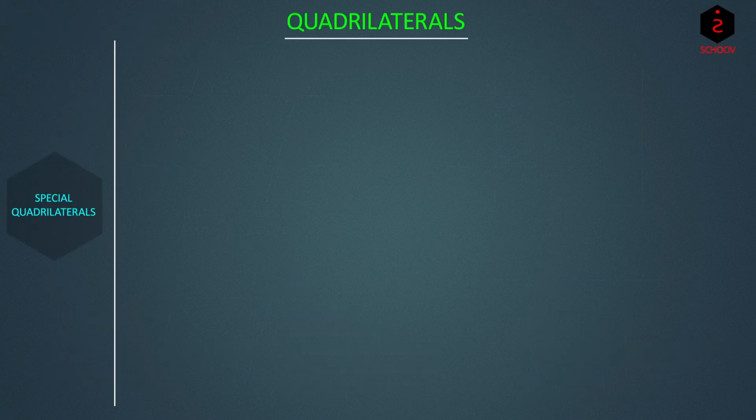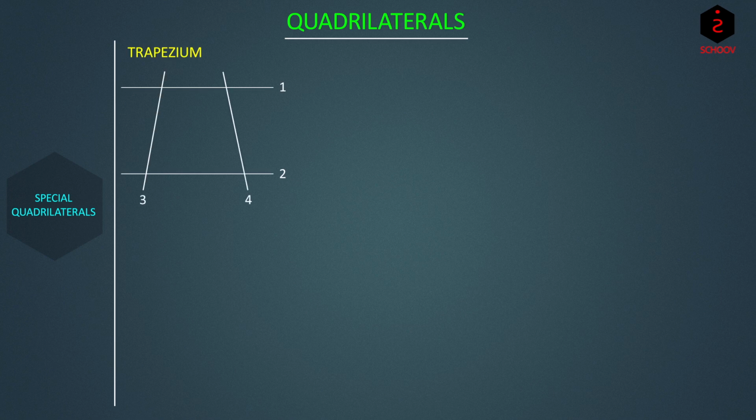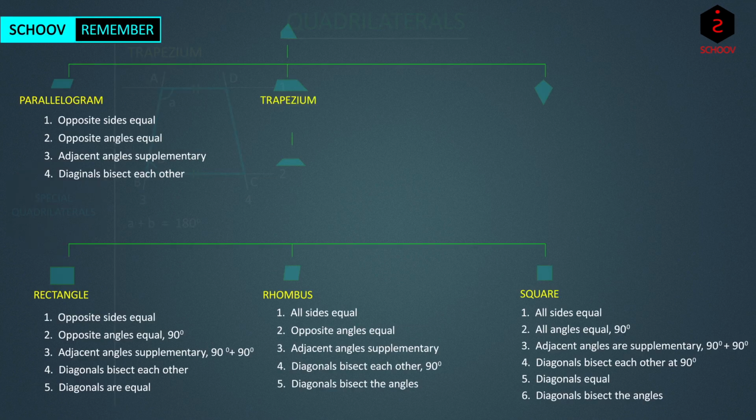So now let's move on to a trapezium. Only two opposite sides are parallel. So if we draw 3 and 4 not parallel, we get a trapezium ABCD, in which only AD and BC are parallel. There seems to be only one simple property. Since A and B are co-interior angles, they are supplementary. A plus B is equal to 180. So in a trapezium, adjacent angles are supplementary.